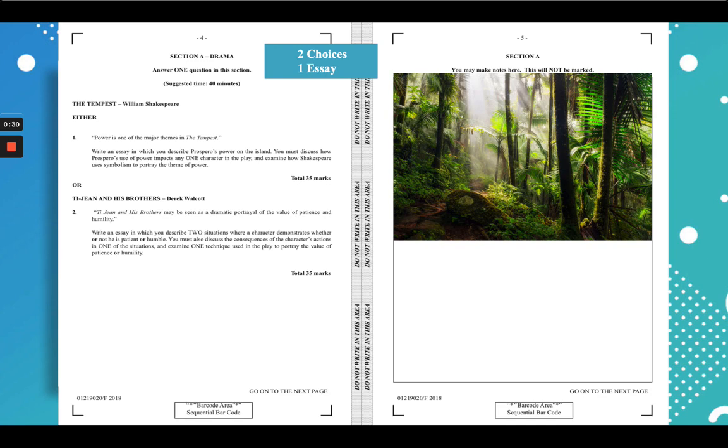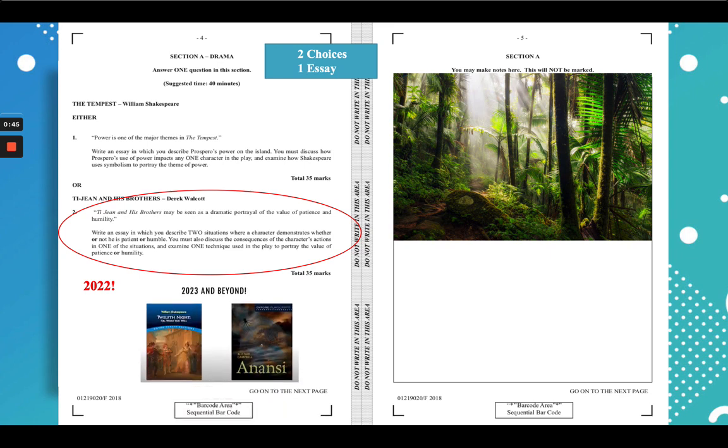Today we'll be going to the forest with Derek Walcott, Teja and His Brothers. Please keep in mind that this play is for the students who will be writing the exam this year in 2022. If you're writing the exam after that, your plays are Twelfth Night and Anansi. So you can still stay to learn some of the techniques for writing a very good essay, but you will not have to write about Teja and His Brothers if you're doing the exam next year, 2023 and beyond.